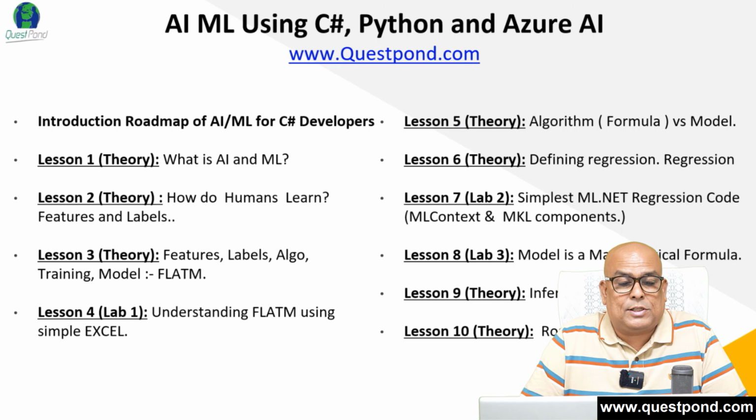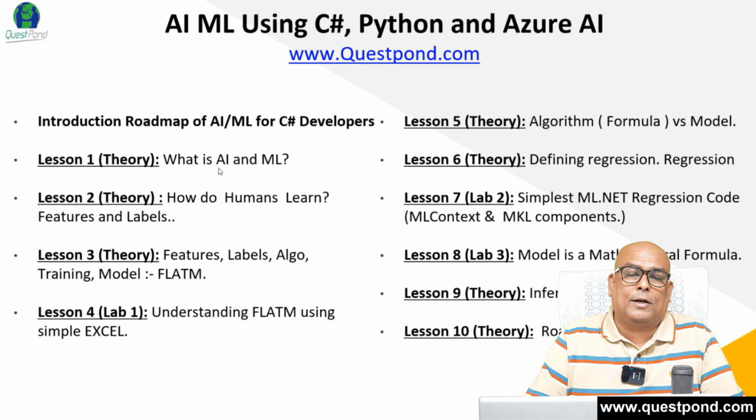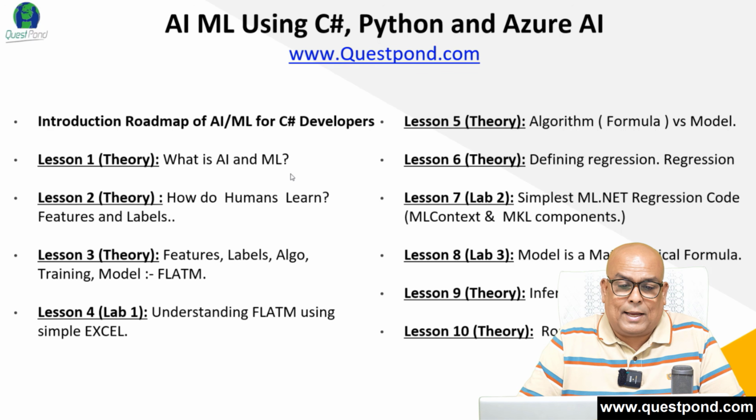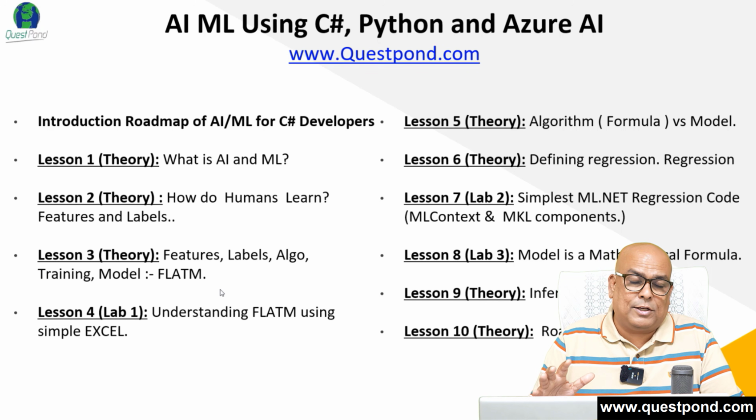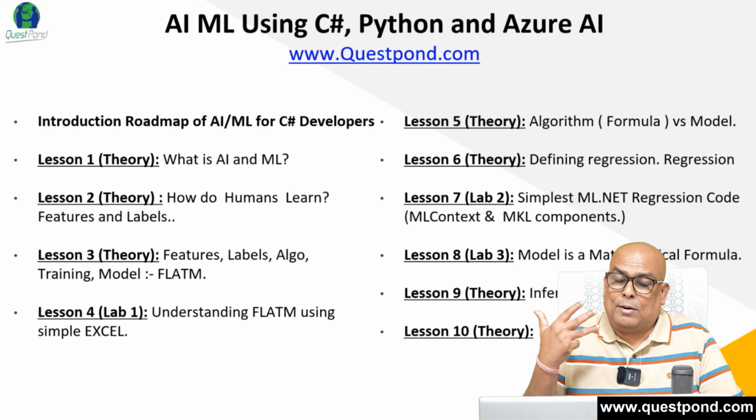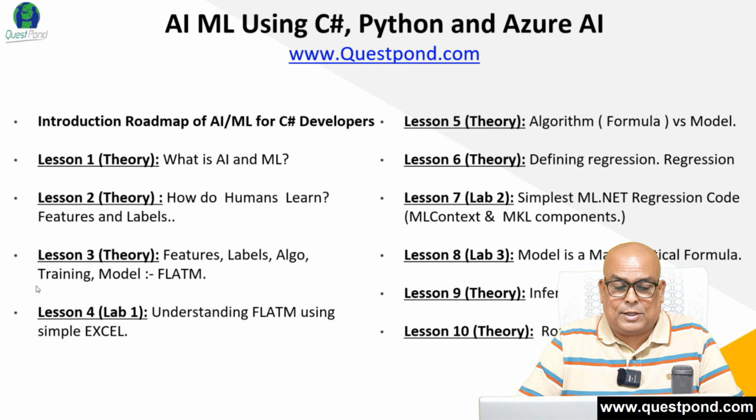What we'll do first is start with the theory part. Many developers think that AI and ML are one thing, so we'll first talk about that. Later on, till lesson 3, I want to talk about 4 or 5 things: features, labels, algorithm, training and model. Lesson 3 is a very important lab, I'm sorry, theory. And then lesson 4 is a lab.